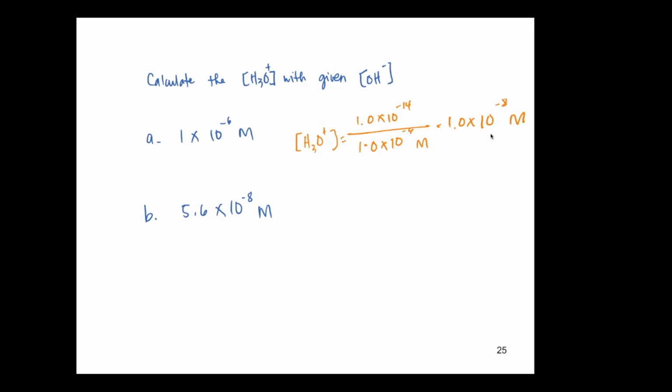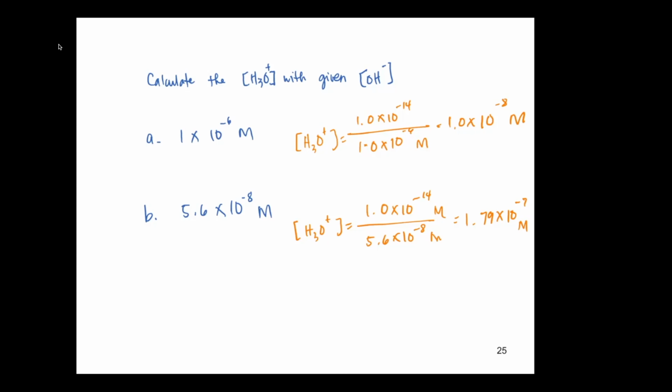Okay, and then if we do the second example, we have H3O concentration is equal to, again, 1 times 10 raised to negative 14 over 5.6 times 10 raised to negative 8 molar. If we do this computation, we will arrive at the answer 1.79 times 10 raised to negative 7 molar. So that is how we compute the H3O concentration given the OH concentration.